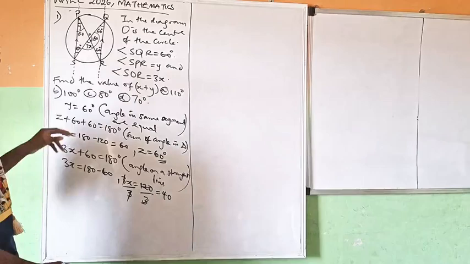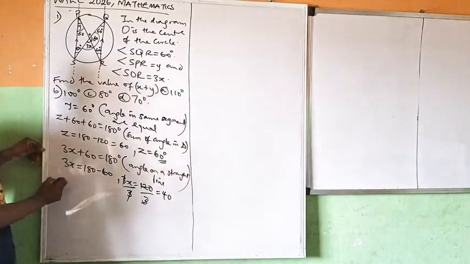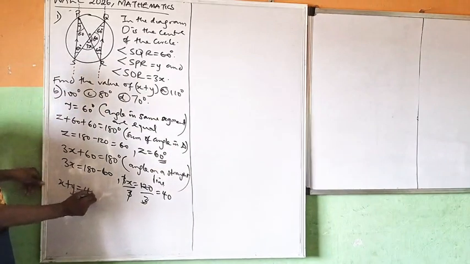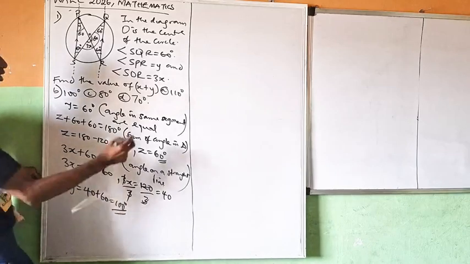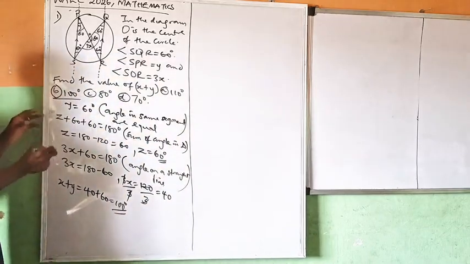So if x is equal to 40 and y is 60, and the question says find x plus y, so x plus y will be, x is what? 40 plus 60. And the total answer will be 100 degrees. So here is the answer to the question, 100 degrees. I hope that is clear.